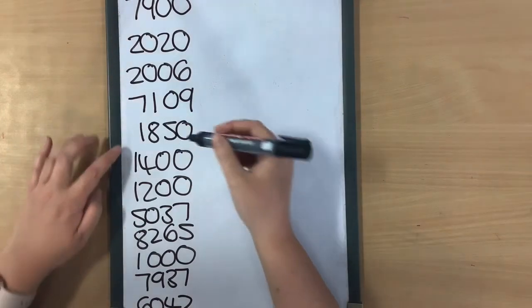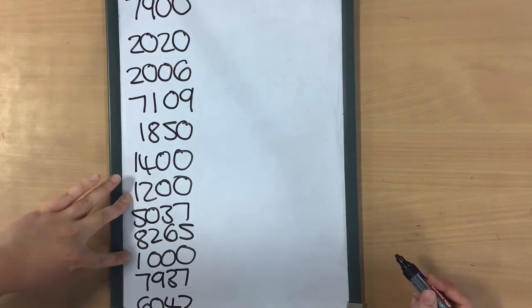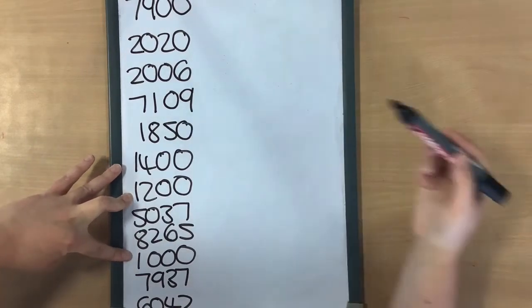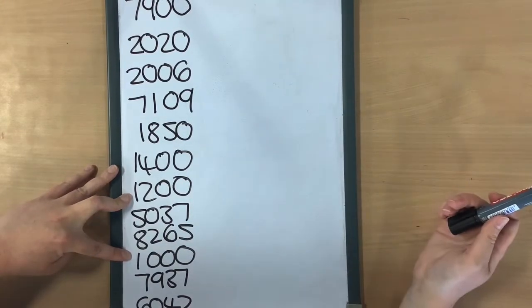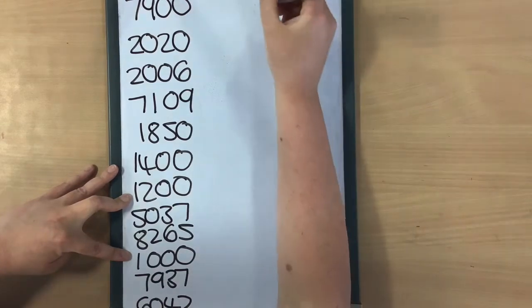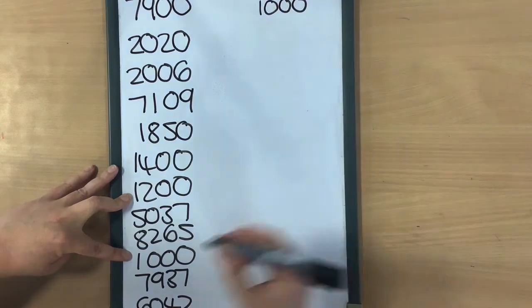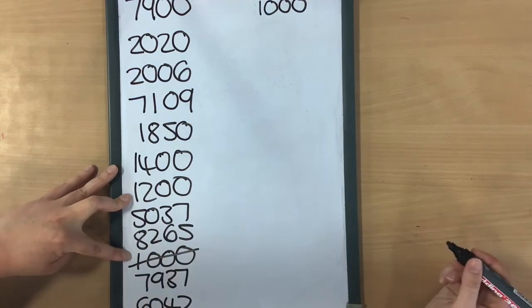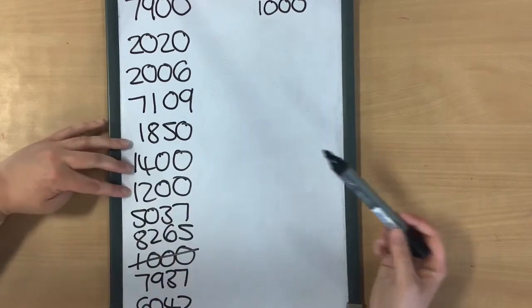Okay, and I've got 4, sorry. I've got 1,000, 1,200, 1,400 and 1,850. Okay. Then I will go and look at my hundreds, then my tens and my ones. Okay, so my smallest value is going to be 1,000. Okay, once I've used it, I'm just going to cross it out so I don't get myself confused. Okay, then I'm going to compare these 3.